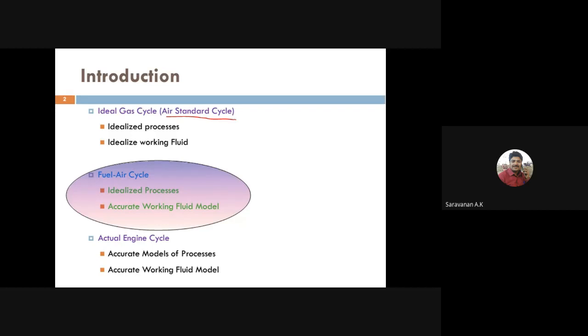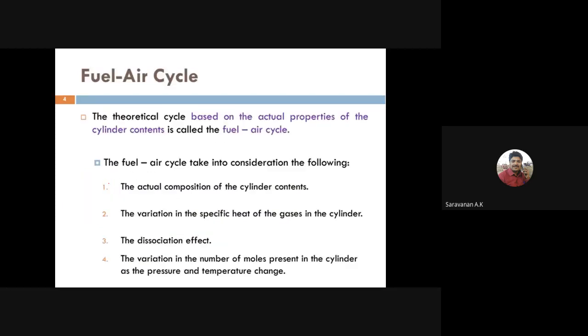But in fuel air cycle, we are using the fuel as well, and the mixture of fuel and air is used as a working fluid, right? So that's the first major difference between the air standard cycle and the fuel air cycle. We can define the fuel air cycle in an easy manner: the theoretical cycle based on the actual properties of the fluid which is contained in the cylinder is called the fuel air cycle, right?